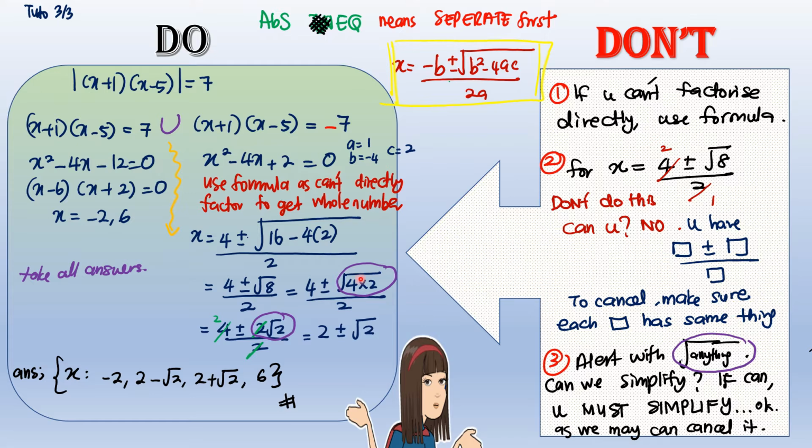What I want to highlight here is actually this part, root 8. Make sure you don't leave it as root 8. It's wrong because you can change it into root 2. This is the simplified root.